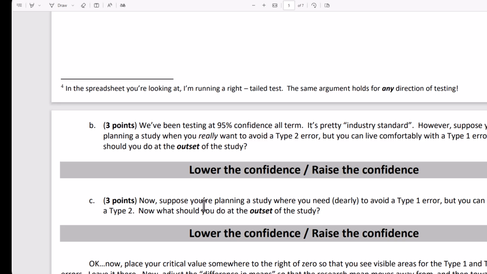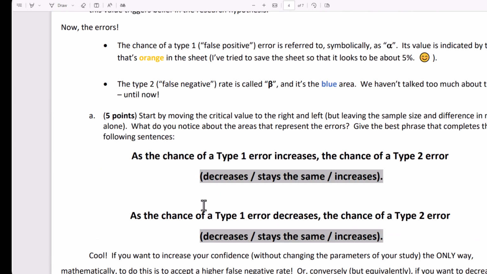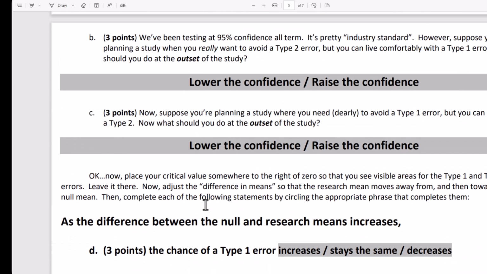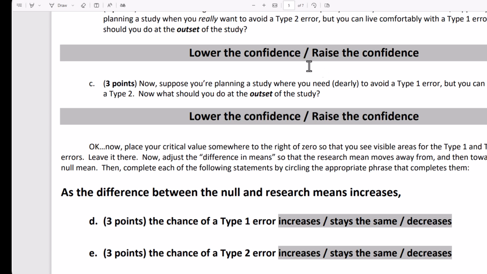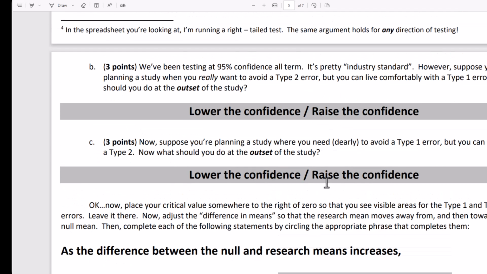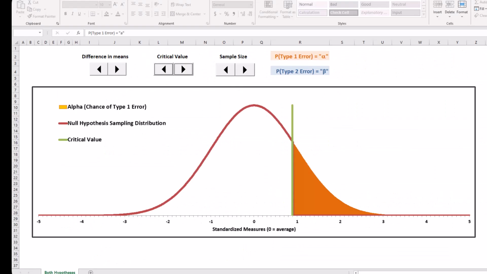And then C, these are good. I thought the lettering was off there. For some reason, I put 2 questions in A up here. Apologies. C is exactly the opposite. Now you do not want to have a type 1 error. So you can't completely erase the possibility of it, but you want to make it as small as possible. So what must you do with the confidence at the beginning of the study?